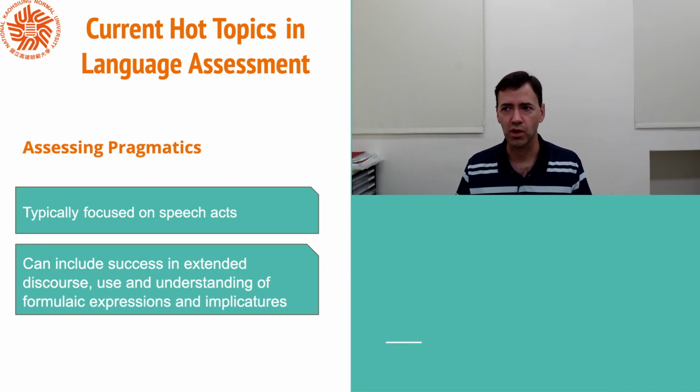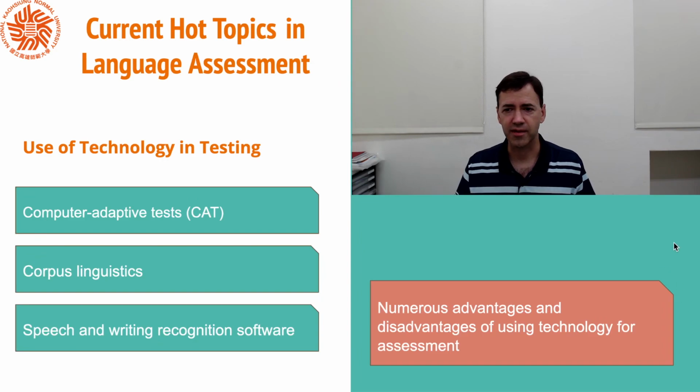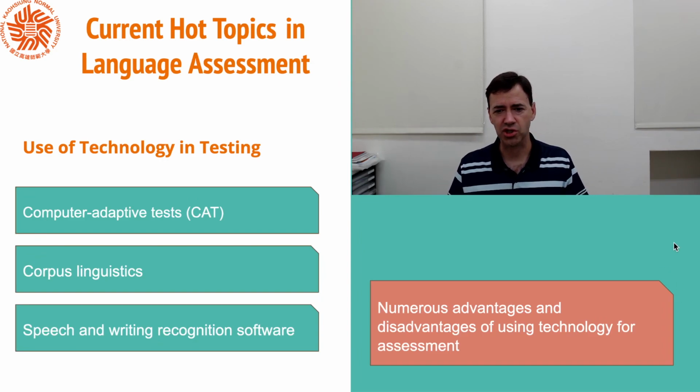It's when you say something, but your meaning is indirect. Sarcasm is another type of implicature where you say something that you don't mean. So you have to know what the real intended meaning is. So when we're assessing students' ability in pragmatics, maybe we need to include these things as well because those are real uses of English. Okay, the next one is the use of technology in testing.